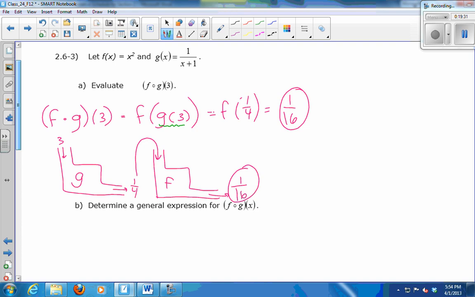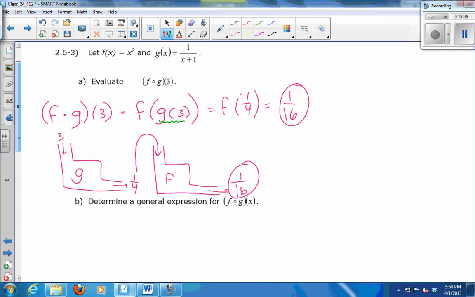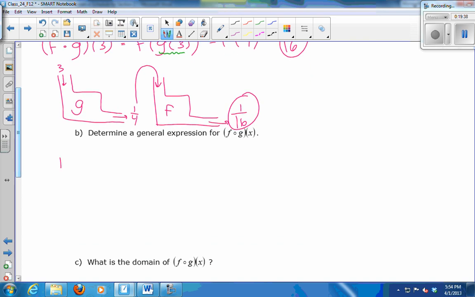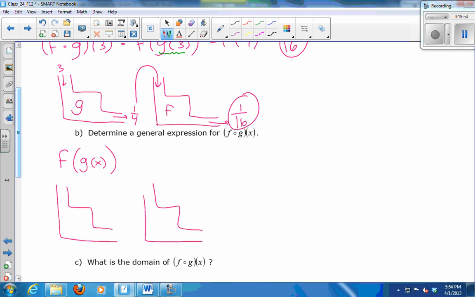So if I want to find a general expression for F composed with G of X, that means F of G of X. Again, I'm going to run my two machines in succession. G comes first, then F. You work your way inside out. So I'm going to draw my pictures. Okay, so I've got G and then F. And I'm going to drop in a random input. Instead of a specific number, I'm going to drop in an X this time.